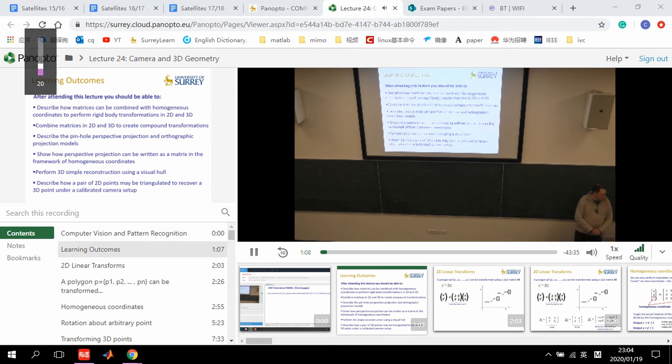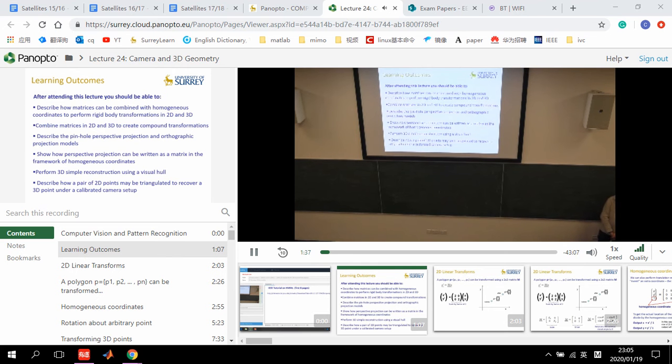Okay, so the learning outcomes then for this first hour are, we're going to describe how matrices can be combined, again with homogeneous coordinates, to perform rigid body transformations in 2D and 3D. We've come across this process already in 2D, and we're going to talk about how it generalizes to 3D. And in particular, there are complexities around how rotation generalizes to 3D. And we'll talk about compound transformations again, but in 3D instead of 2D.